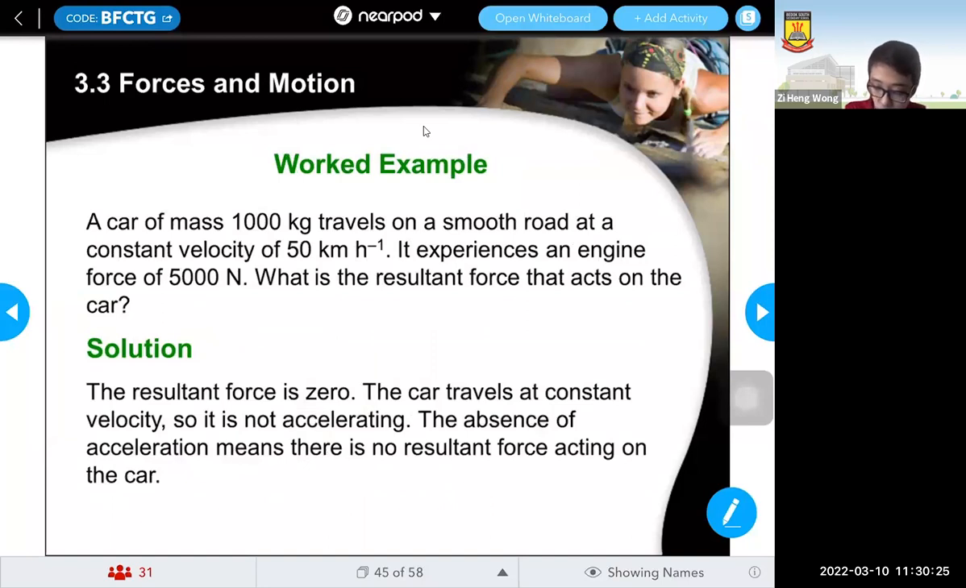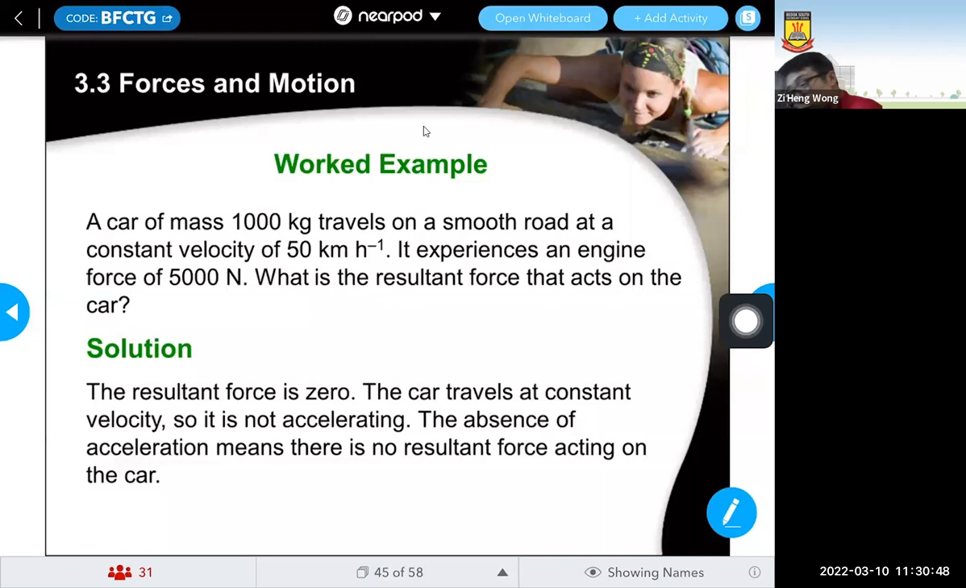A car of mass 1,000 kilograms travels on a smooth road at a constant velocity of 50 km per hour. It experiences an engine force of 5,000 newtons. What is the resultant force that acts on the car? So first thing you need to pick up: smooth road means no friction. Next, constant velocity. What does constant velocity mean? Constant velocity means that there's no acceleration.